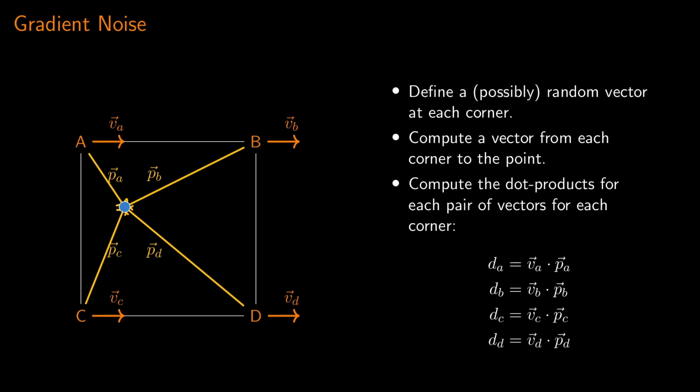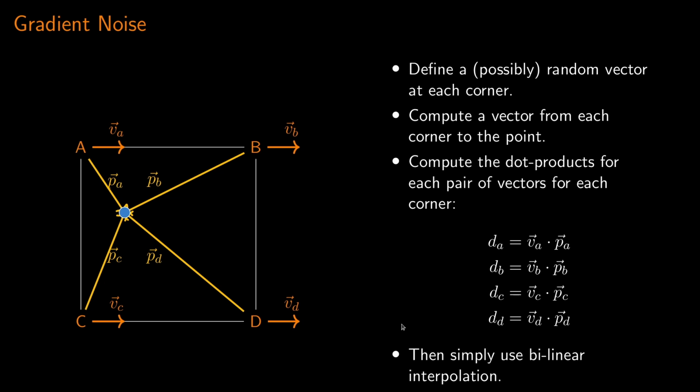And then what we do is simply compute the vector dot product for each pair of vectors for each corner. So for corner A, we compute the dot product between the vector VA and the vector PA, and that gives us a scalar quantity dA. And we do the same thing at corner B, where we compute the dot product between the vector VB and the vector PB, like so, and that will give us another scalar quantity. And we repeat that for all four corners, and that then gives us four scalar quantities, or simply four values, dA, dB, dC, and dD, sorry.